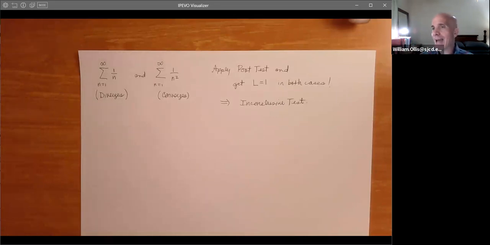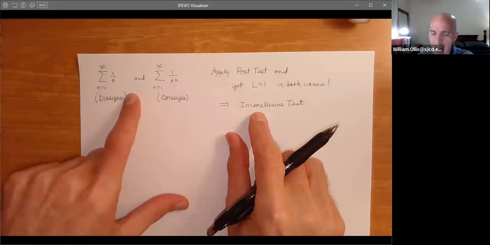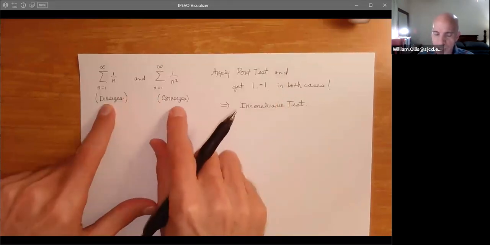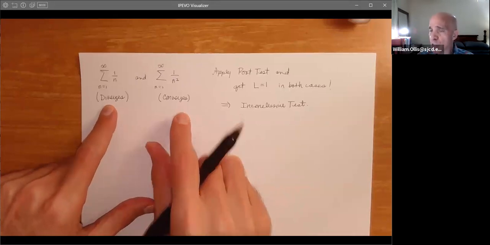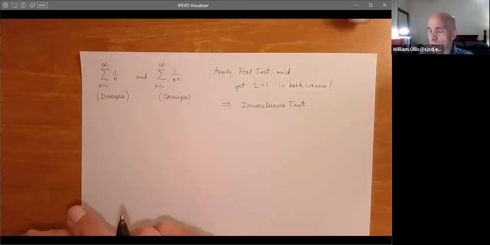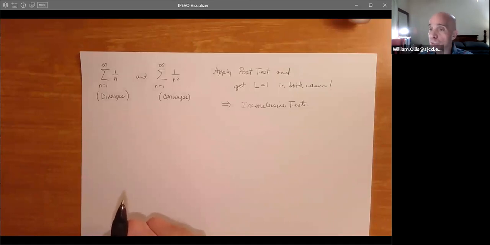So when I did the example with the alternating series test, we got one. So what's really going on? Well, this is what's going on. If you've got the same value for L with series that do opposite things, then the test is not reliable. And so that means that you need to come up with something else. It doesn't mean that the series diverges. It doesn't mean that the series converges. It doesn't mean anything. That means you have to use another test.